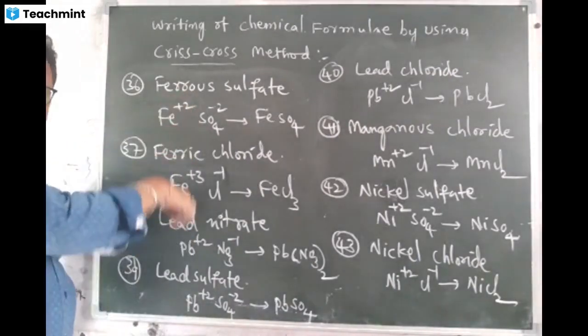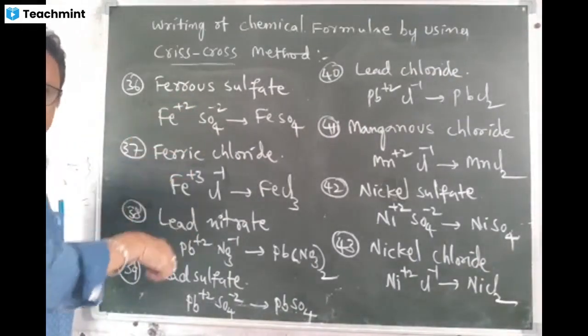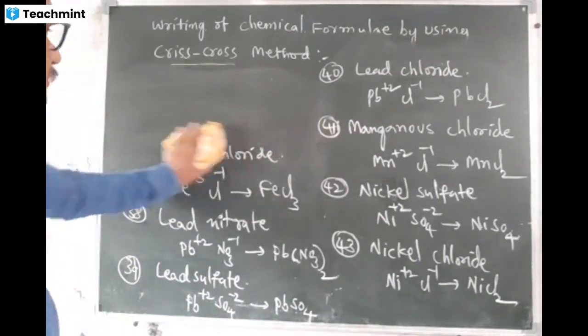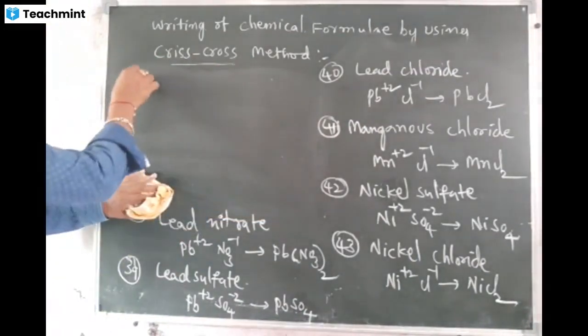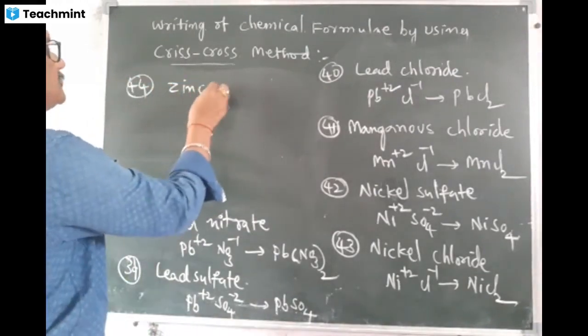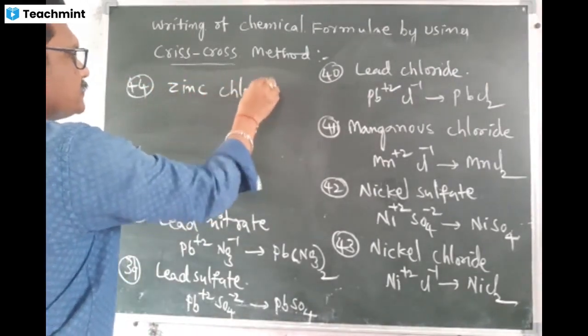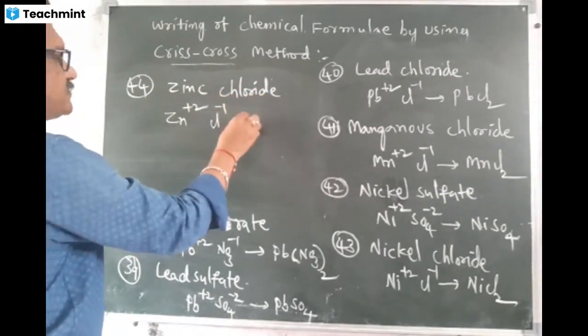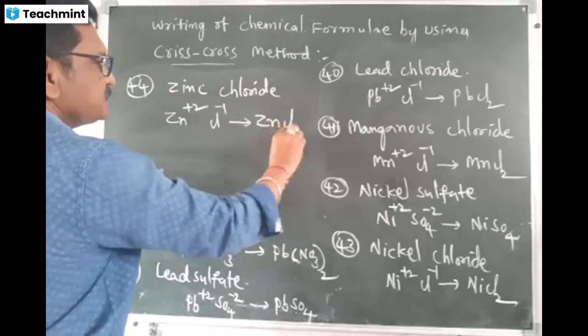Have you completed this? After 43, 44, zinc chloride. Zinc chloride. Zinc means Zn plus 2, chloride means minus 1. Then the formula becomes ZnCl2.